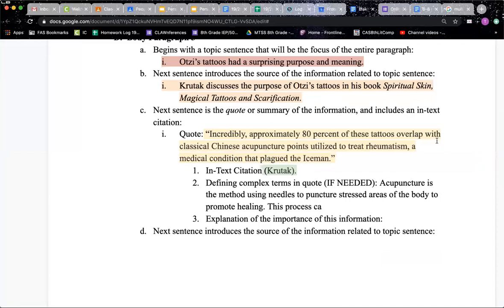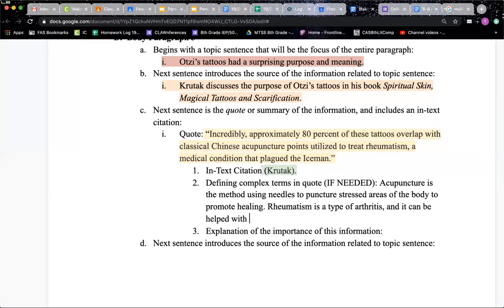Now I'm going to talk about rheumatism, which is a type of arthritis. So this process can be used. Well, I don't want to necessarily say this process can be used because that's the same as utilized. Utilized, used, it means the same thing. So I might just have a new sentence. Rheumatism is a type of arthritis and it can be cured or can be helped with acupuncture.